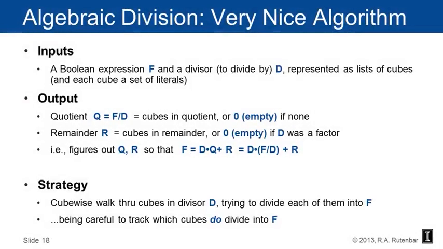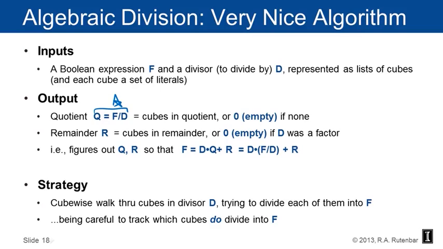So it turns out there's a very nice algorithm for this algebraic division thing. You give me a Boolean expression f and a divisor to divide by, d, represented as lists of cubes, and each cube is a set of literals. And I'm going to create for you a quotient, q equals f divided by d. Those are the cubes in the quotient, or it's going to be 0, or let's say empty, if there aren't any. And there's also a remainder r that's going to be computed, which are the cubes left over when you divide by d, or it's going to be 0 if d was a factor, if it divided in cleanly.